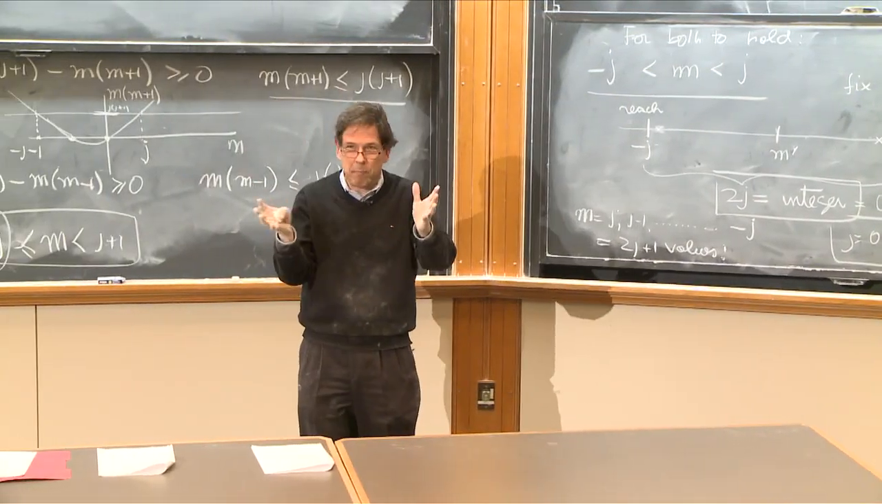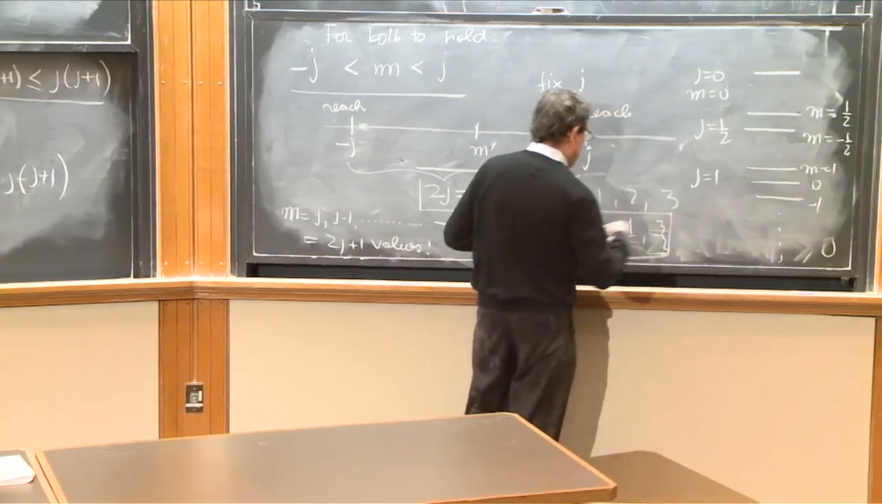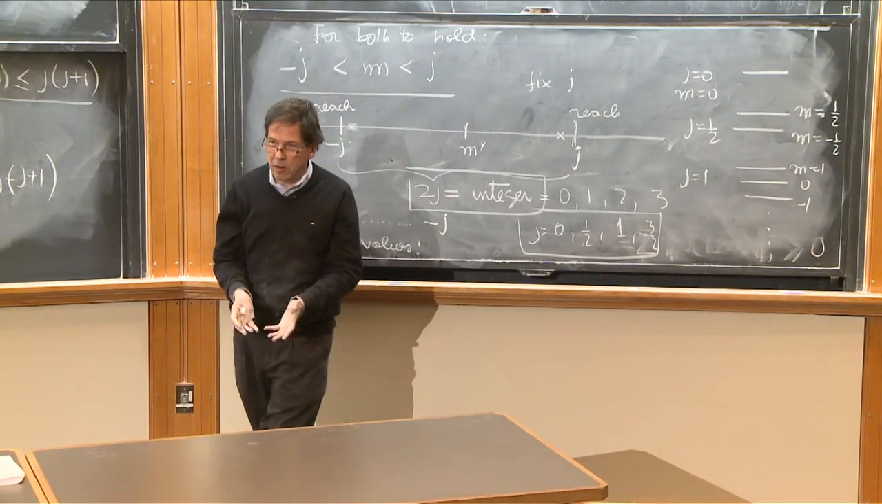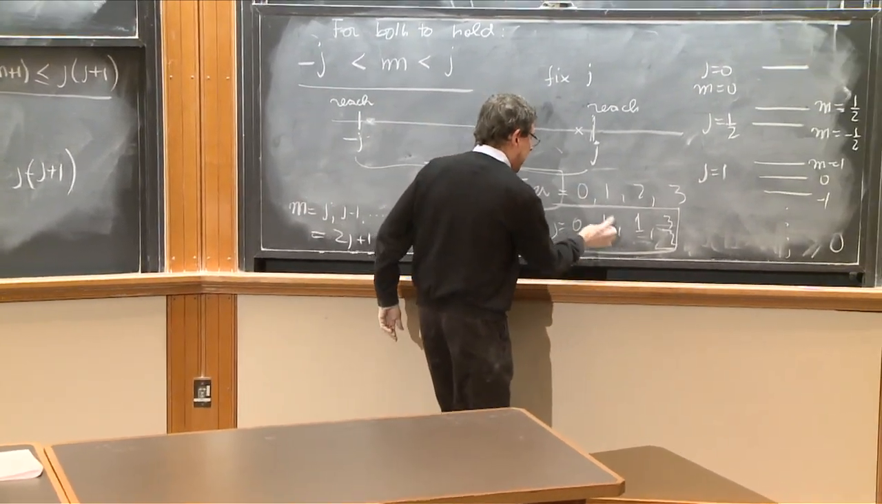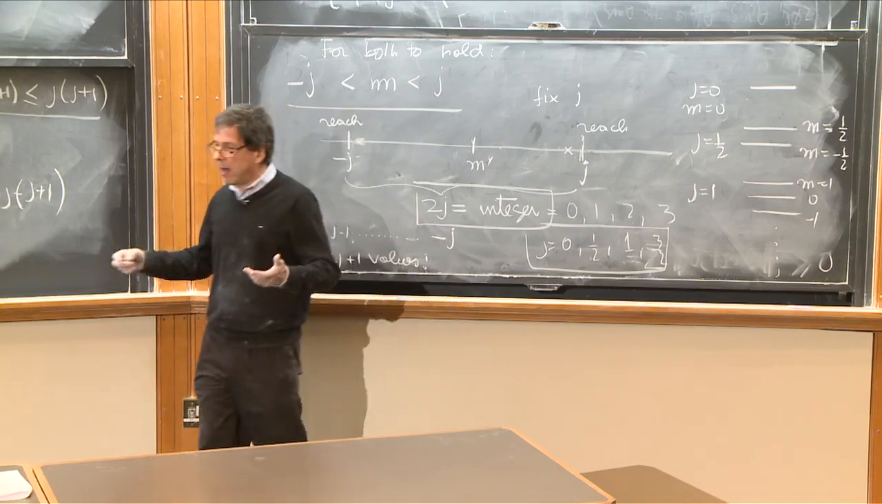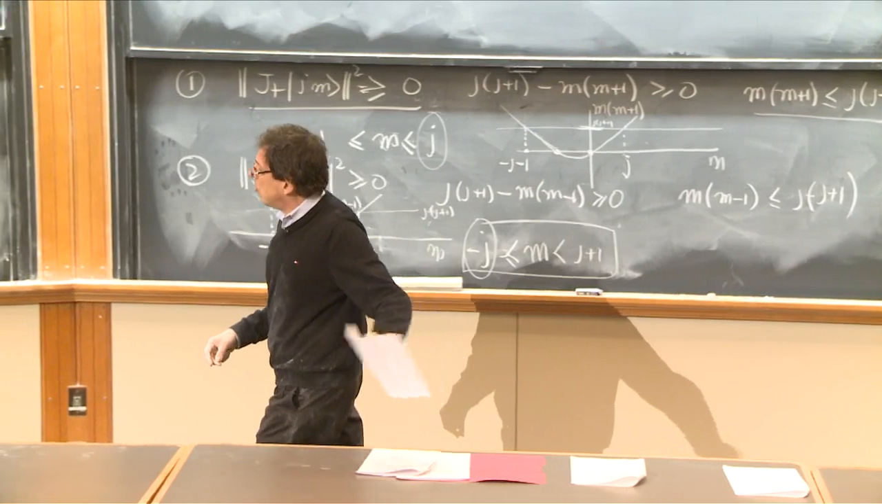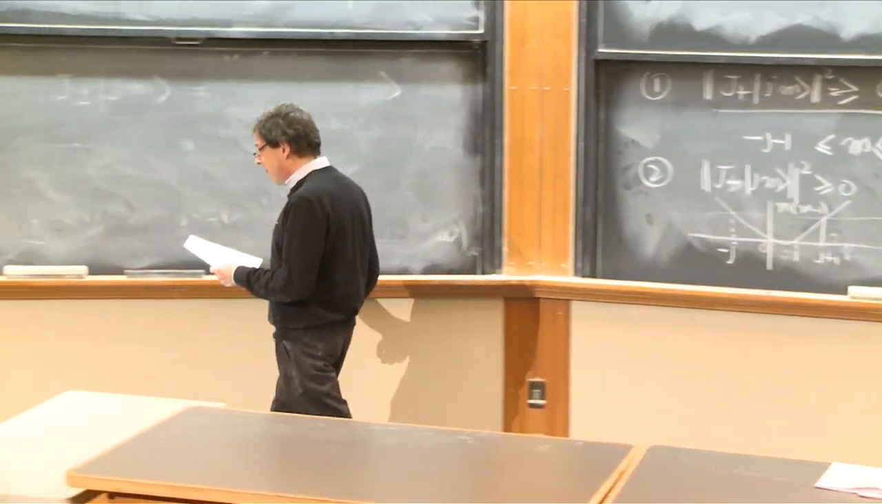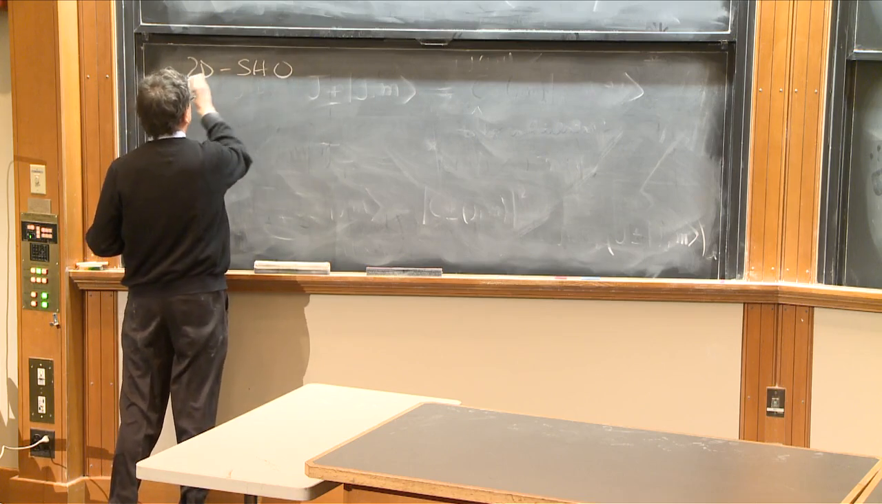That is part of figuring out what's going on. When we do central potentials, 0, 1, 2, 3 will be present for the angular momentum theory. When we do spins, we have 1/2. And when we do other things, we can get some funny things as well. So let's do a case where you get something funny. So the 2D SHO.